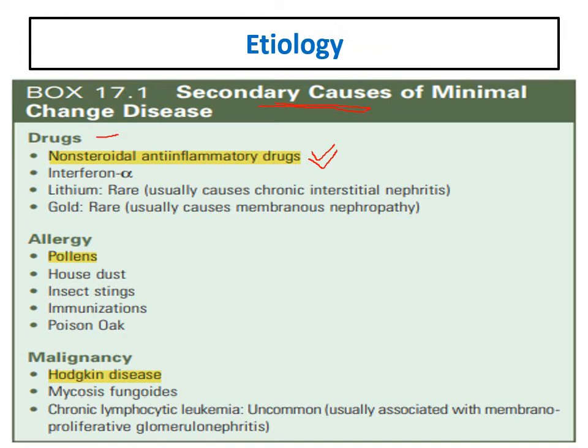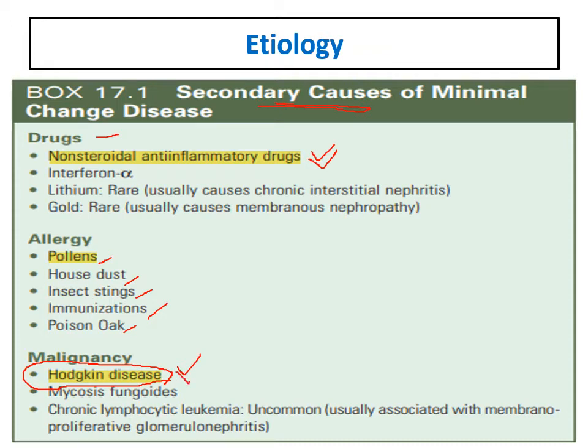Also, minimal change can happen in allergic patients, as an allergy after pollens, or allergy to house dust, or insect stings, or after immunization, after poisoning. So the second one is allergy or atopy. Also, one of the most important causes for minimal change is malignancy, and the most important one is Hodgkin disease.